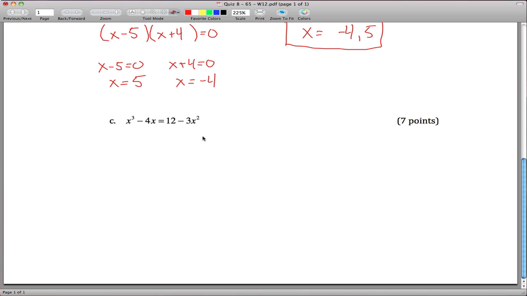Okay, we got numbers on both sides of the equation. Probably be smart to subtract everything over to one side. So x cubed minus 4x. Then I'll subtract 12 from both sides and add 3x squared to both sides to give me 3x squared minus 12 equals 0, something like this.